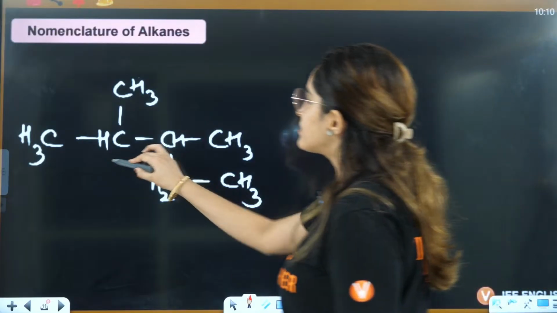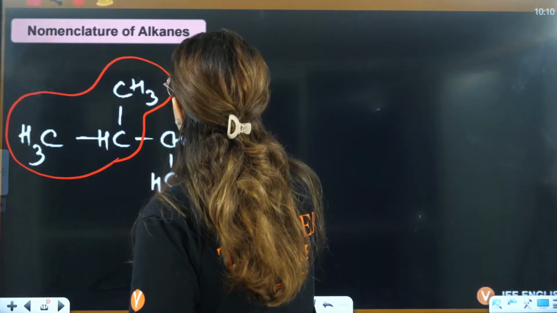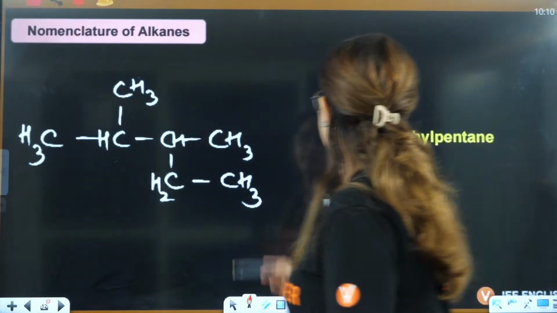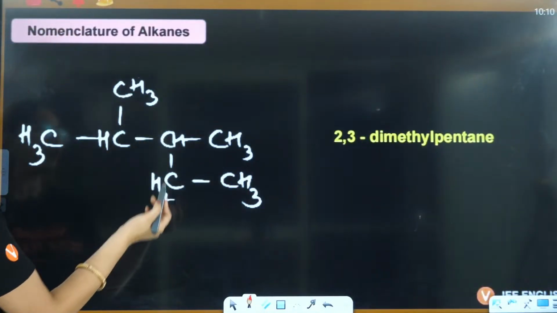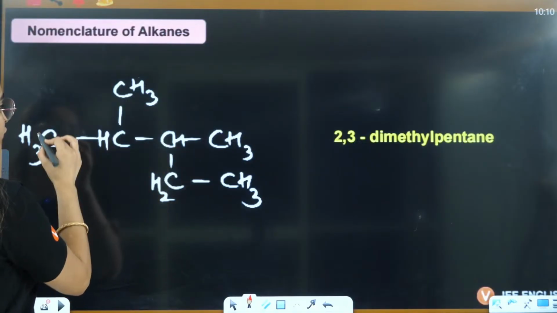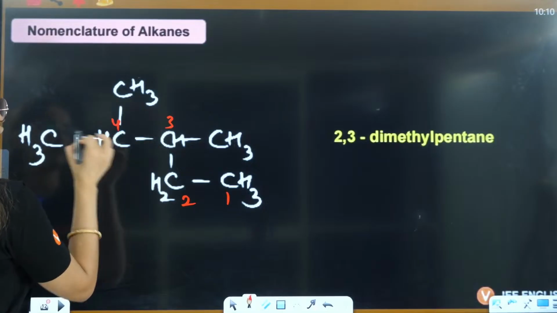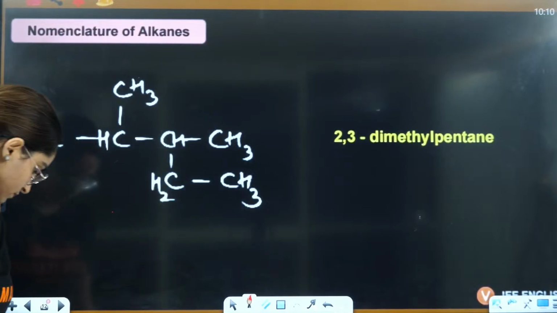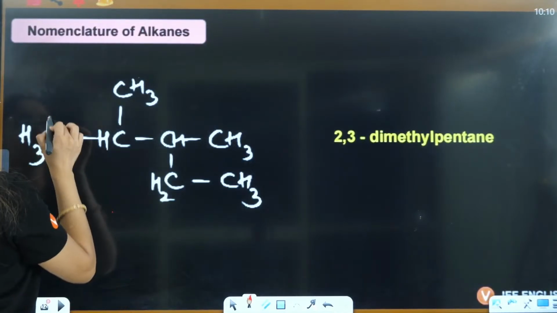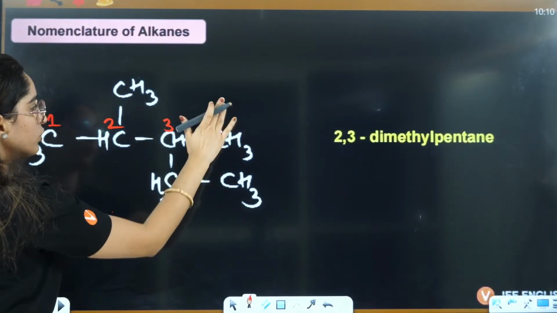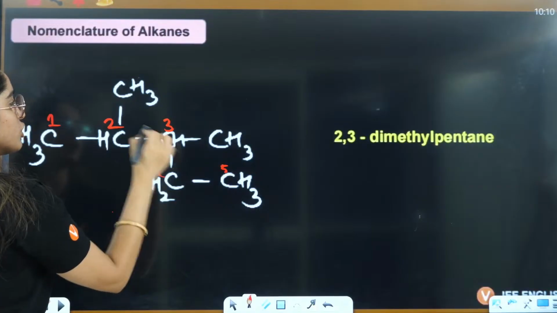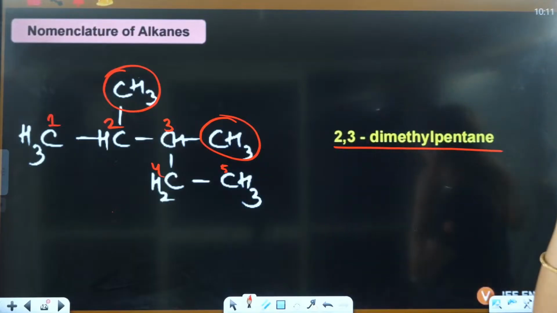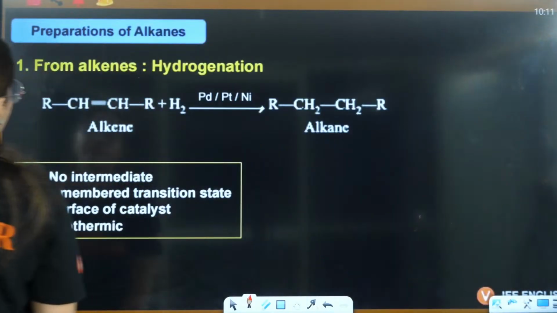Okay, yes. So this is your iso group here, right? IUPAC naming you can do yourself also. What is the maximum number? 1, 2, 3, 4, 5. If you do the numbering from this side, 1, 2, 3, 4 and 5, so on second and third position you have methyl, so 2,3-dimethylpentane. Okay, simple nomenclature it is having, right?